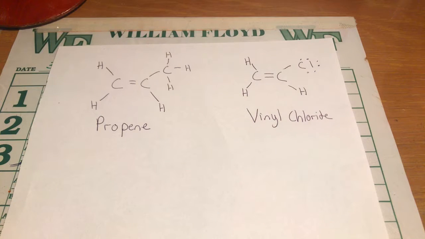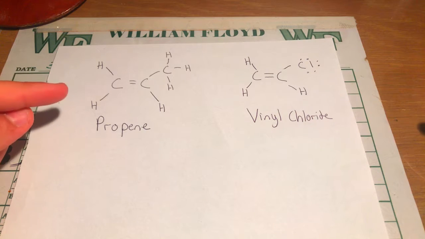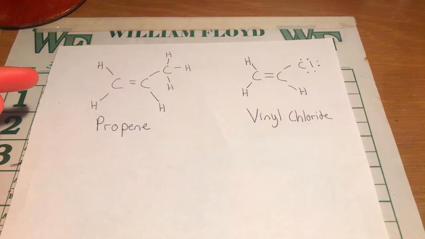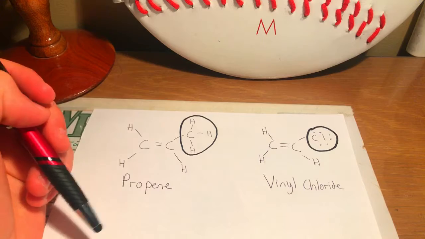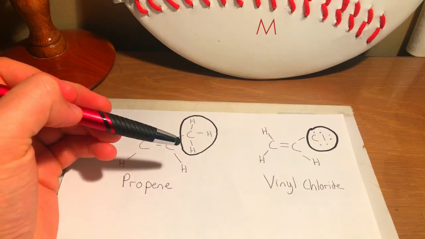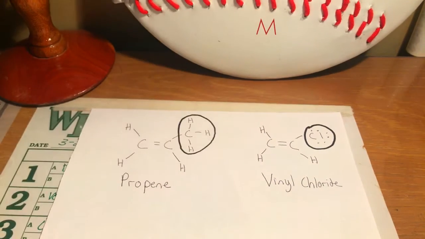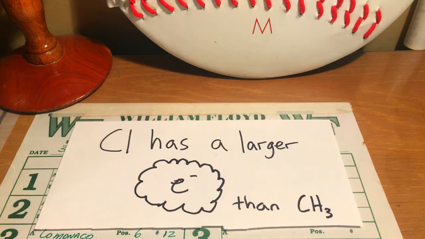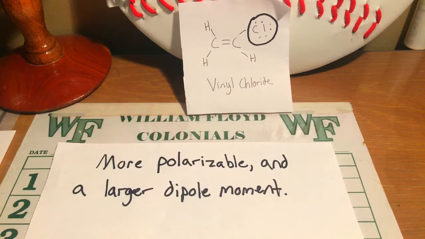As you're going to be able to tell right away, both propene and vinyl chloride contain weak intermolecular forces like dipole-dipole and LDF. The major difference here is the CH3 and the Cl. Cl has a larger electron cloud than CH3. This makes vinyl chloride more polarizable and have a larger dipole moment, making intermolecular attraction stronger, also resulting in a higher boiling point.